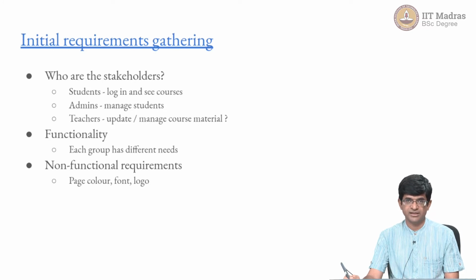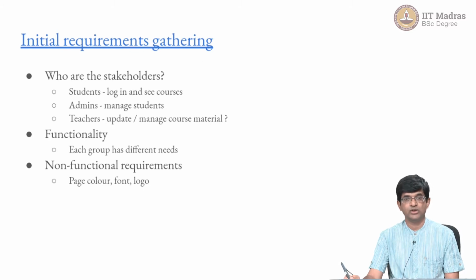And then come the teachers, who would probably be updating course material over there. In the case of the online degree, that is not done using the same dashboard, but it's a possibility. We might have chosen to also do the same thing using the dashboard for the teachers as well. Now that you know the stakeholders, you need to, keeping each of them in mind, say what is the functionality that each group needs, okay? What are the kinds of things that a person should be able to do on that dashboard?